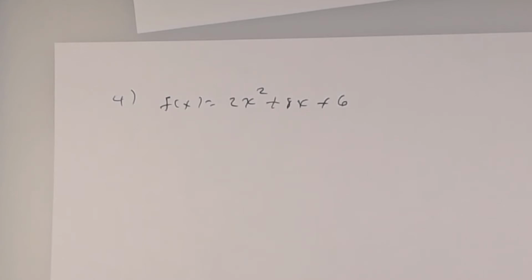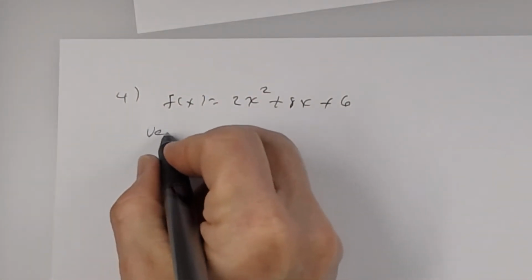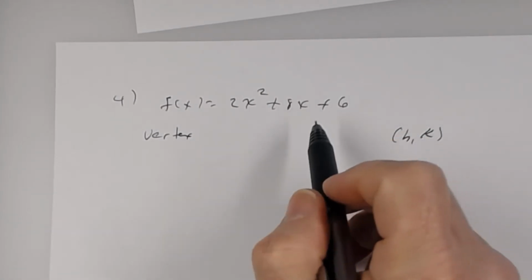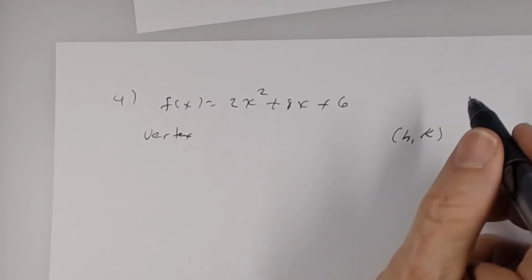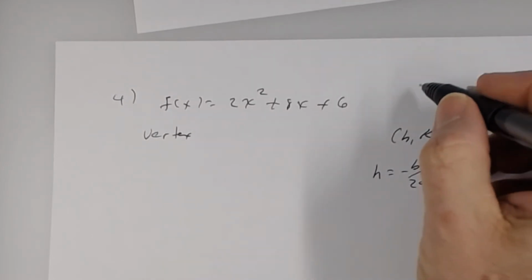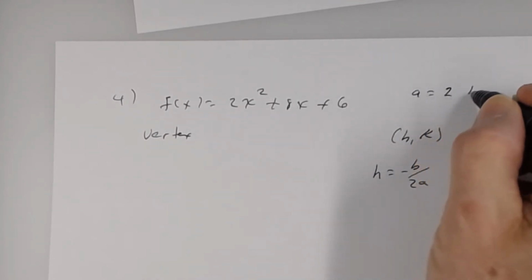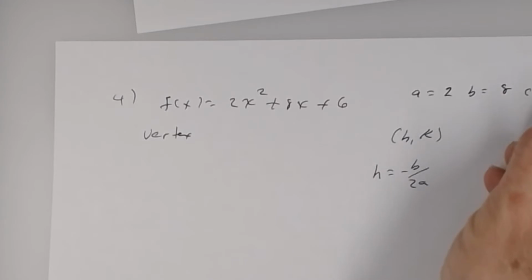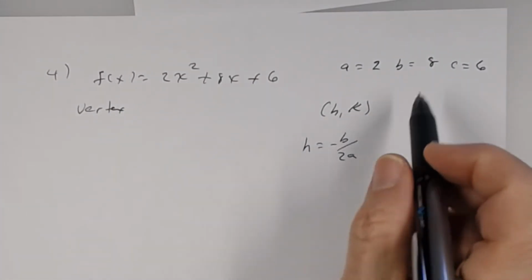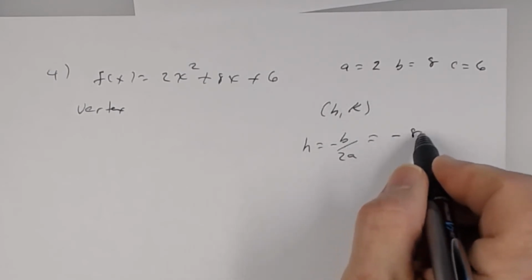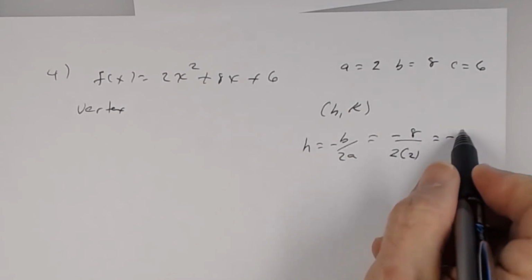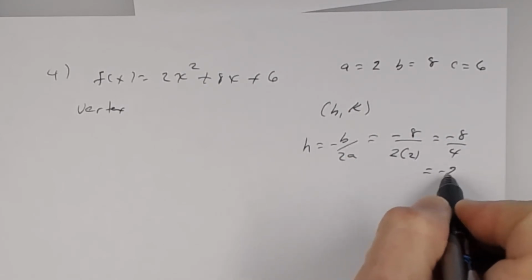All right, we've got to find the vertex. So the vertex, remember, is (h, k). Is this in vertex form? No. So you've got to use the formula for that then. So h is -b over 2a. What is a in this case? 2. What's b? 8. And what's c? 6. So this becomes the opposite of 8. So that's -8 divided by 2 times a. A is 2. So that's -8 divided by 4, which is -2.